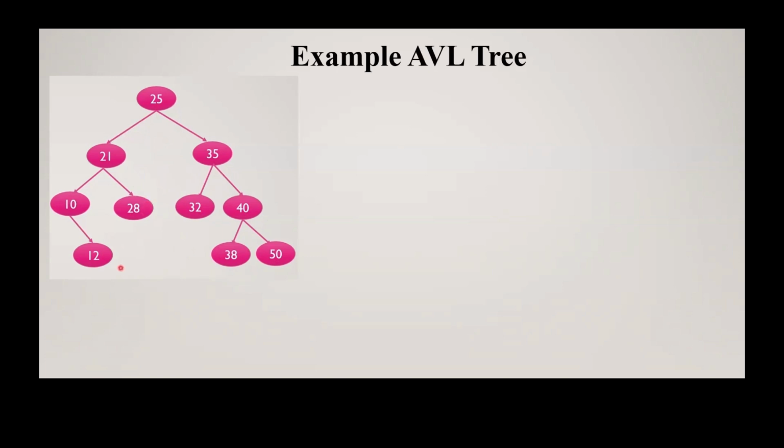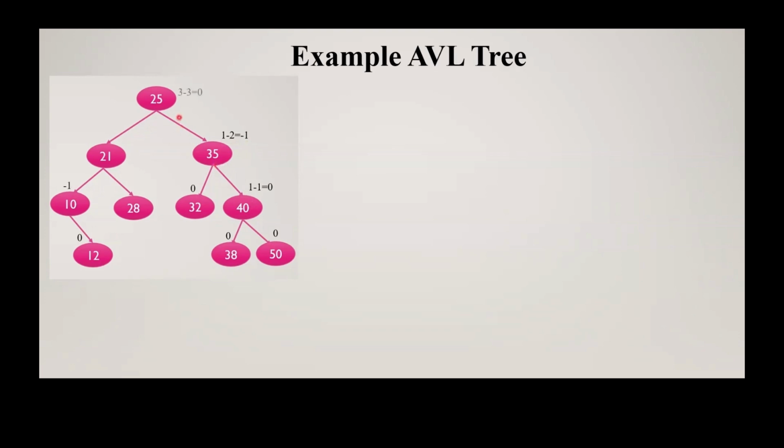Let's start to calculate. First we calculate for 12. For 12 there is no subtree, so its height is 0. Next one is 38. Its balancing factor is 0, there is no left or right subtree. Then 50, also 0, no left or right subtree. Then 40. Left subtree height 1, right subtree height 1. 1 minus 1 is 0. Next one is 32. It has no children, so it is 0. Then 35. Left subtree 1, right subtree 2. So 1 minus 2 is -1.